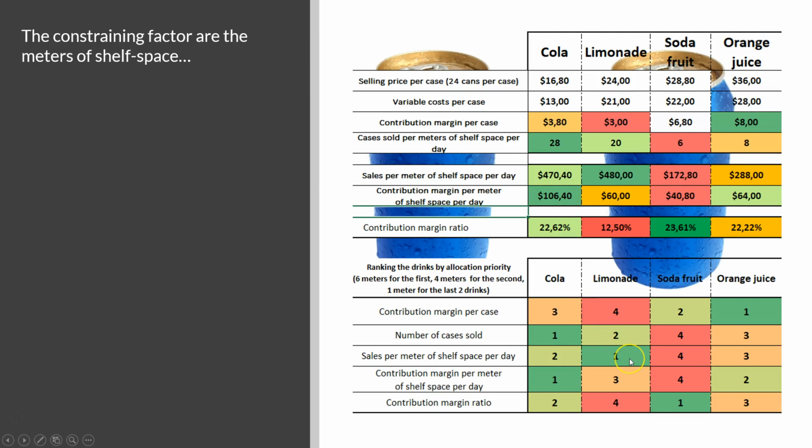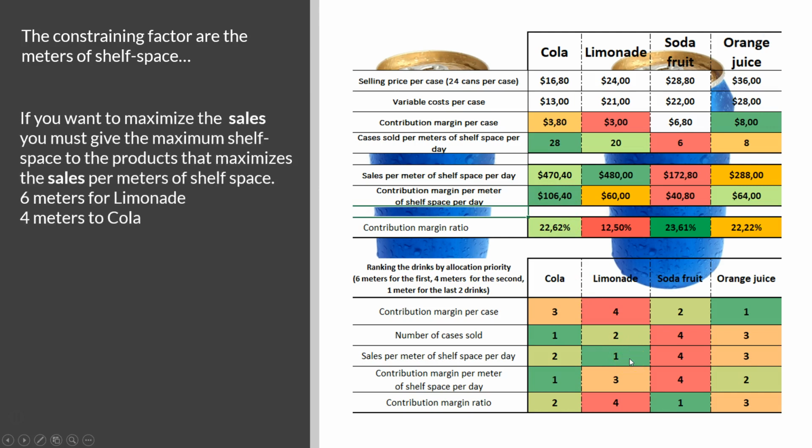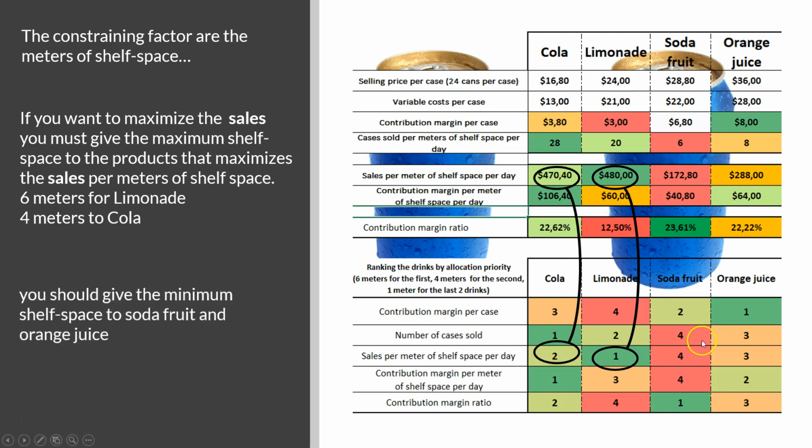So we'll rank first lemonade, and then we rank second the cola, and third and fourth drinks are orange juice and soda fruit. Those are the two drinks we will focus on primarily. On the contrary, the two other drinks, soda fruit and orange juice, we minimize the shelf space we give them.